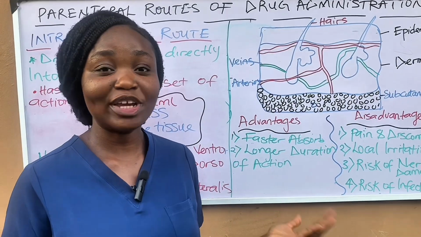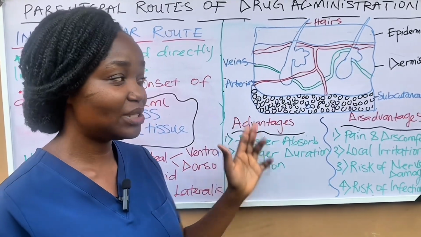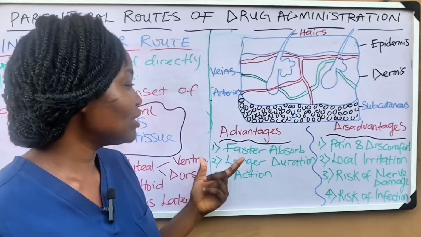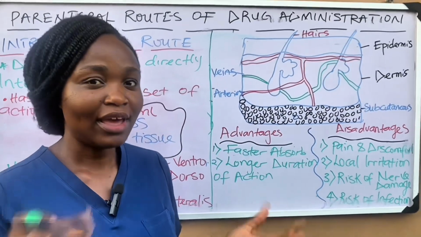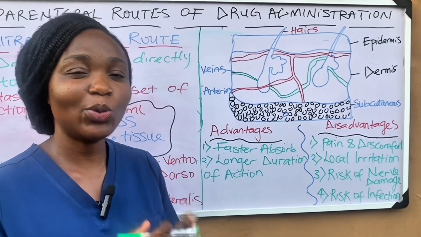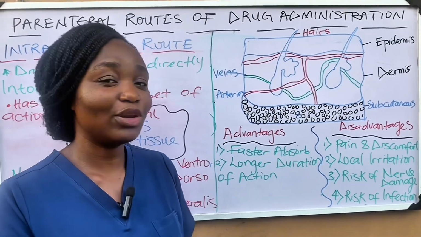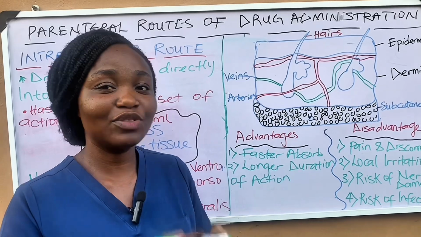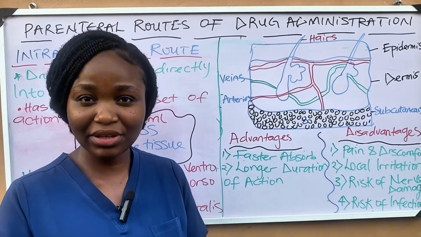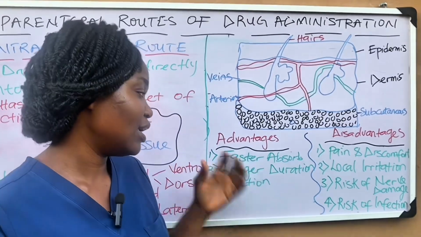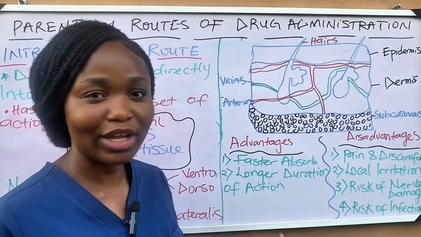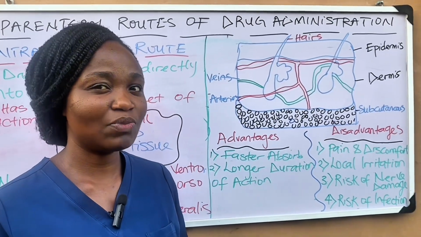So just like any other route, it also has its advantages and disadvantages. A common advantage of the intramuscular route of drug administration is faster absorption, and we already know why. Wherever we have a lot of muscles, we have a lot of blood vessels, and if the muscle is very vascularized, it means there is going to be a large amount of drug absorption. Another thing is that it has a longer duration of action.